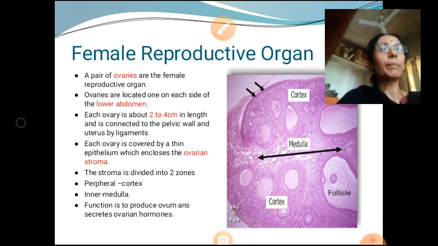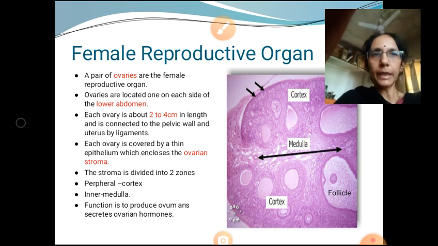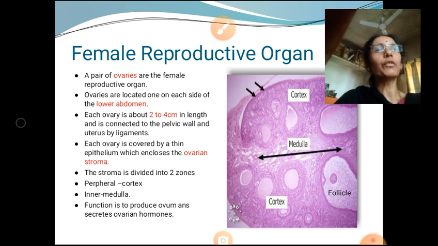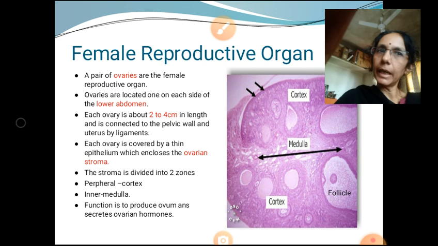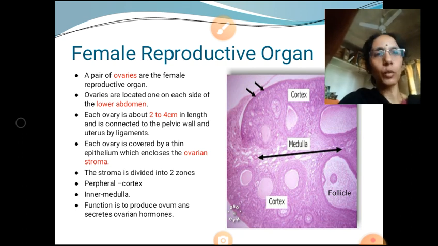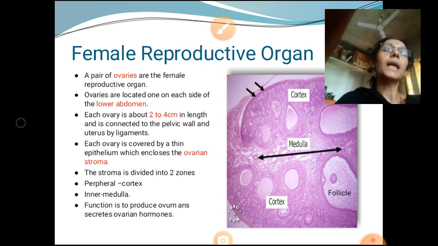Now what is the main function of the ovary? Its main functions are: one, production of the female gamete. What's the other name for the female gamete? Egg or ovum. And the second function is that it secretes steroidal hormones. So what are the hormones the ovary secretes? One is estrogen and the other is progesterone.